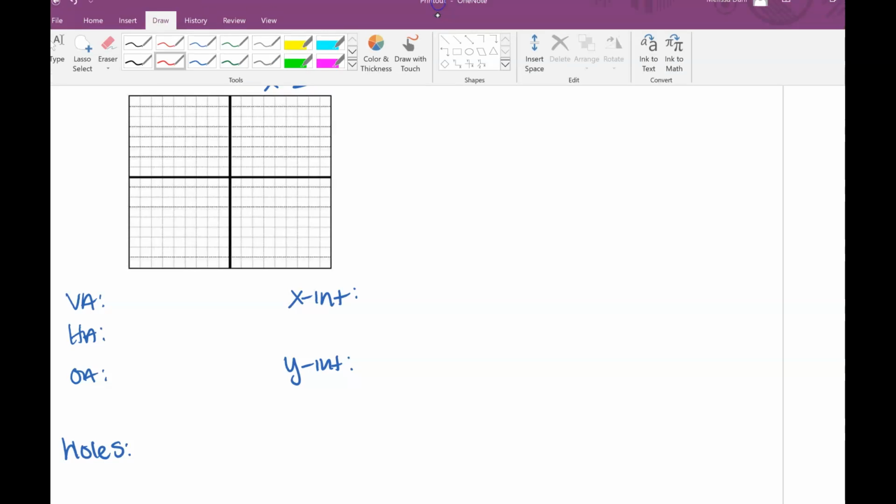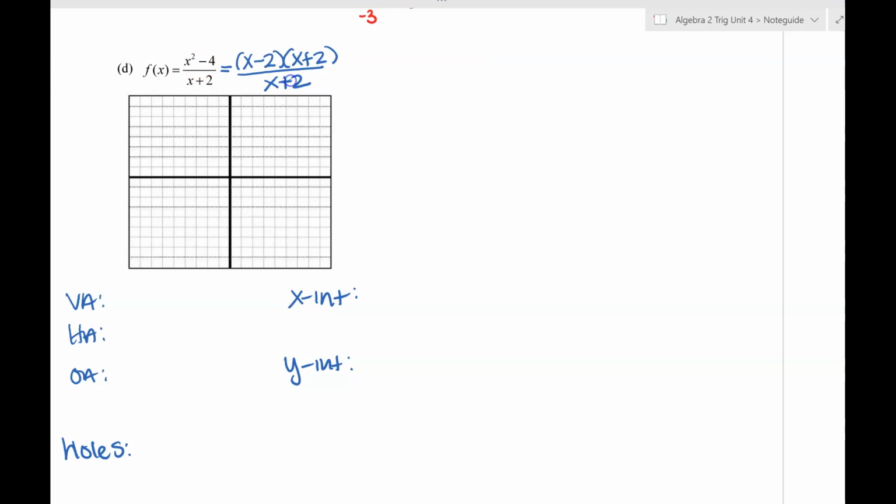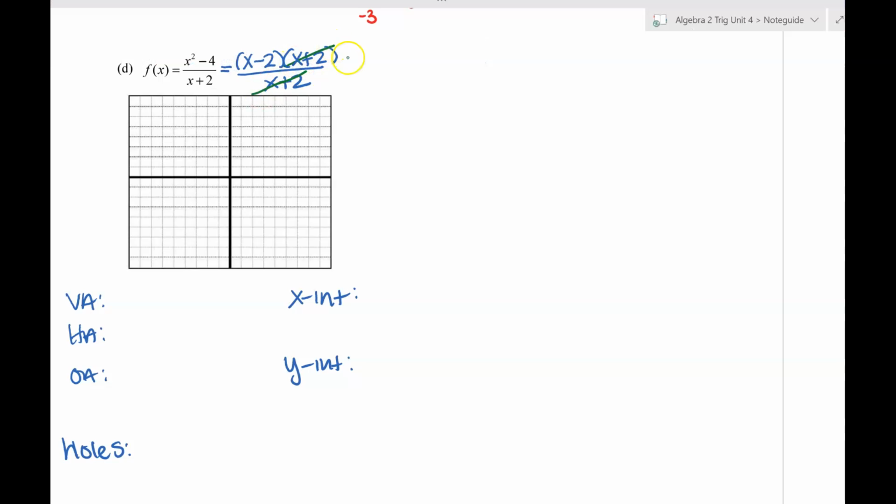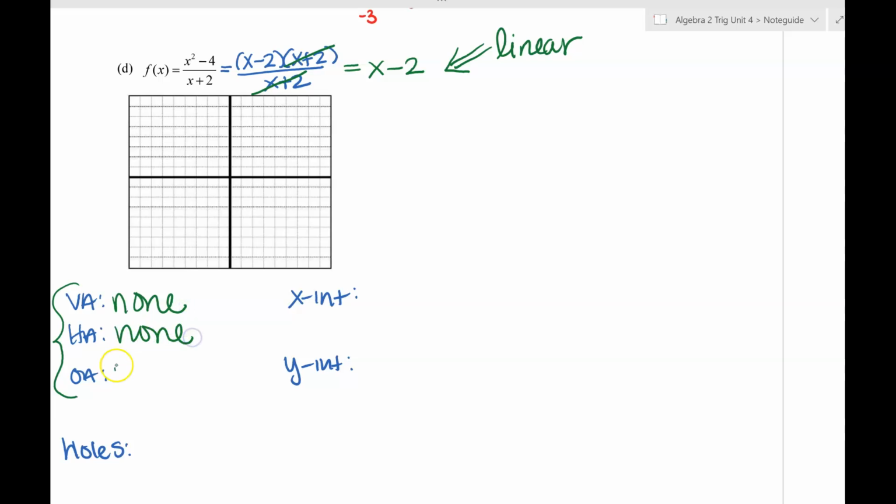Oops, I wrote this wrong. Let me fix it here. So a factor cancels, that x plus 2 cancels out, and my function just becomes x minus 2. Now, this is super important because this is no longer a rational function. This is just a linear function. So when I come here about all these asymptotes, lines don't have asymptotes. So this doesn't have a vertical asymptote or a horizontal asymptote or an oblique asymptote. Because I canceled out a factor, it does have a hole.